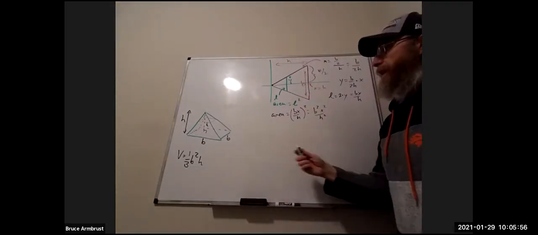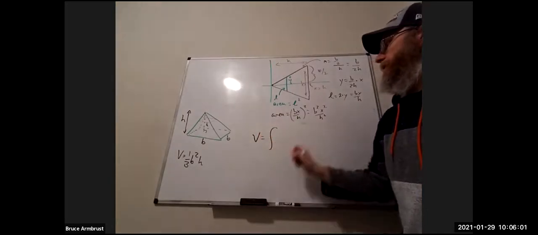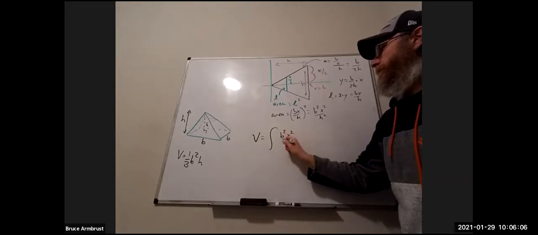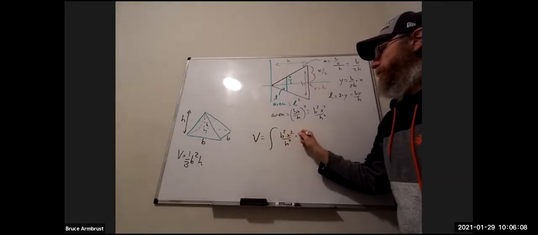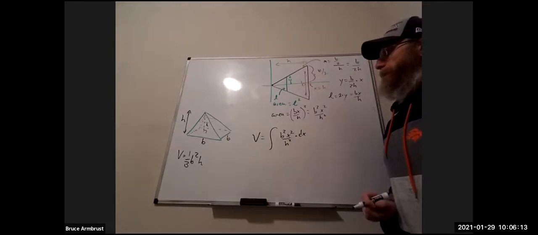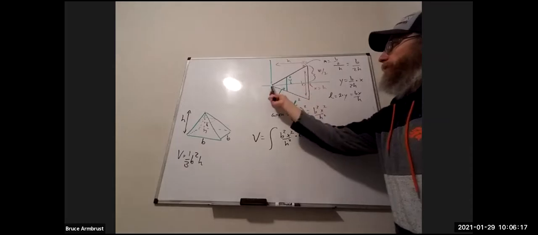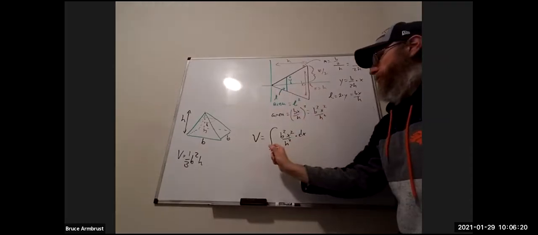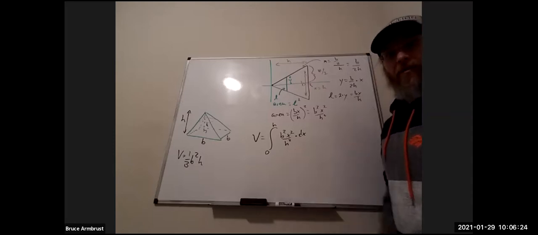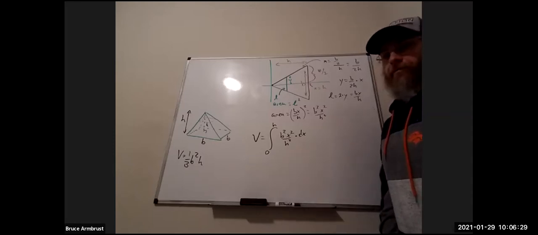But now that I've got that, I'm ready to get my volume. Because remember, the volume is the integral of our cross-sectional area times thickness. And the way that I've got it set up, my thickness is going to be a dx. So the last thing is to put on our bounds. And for this one, the x's go from 0 out to h. So this integral right here is going to calculate the volume of that pyramid.